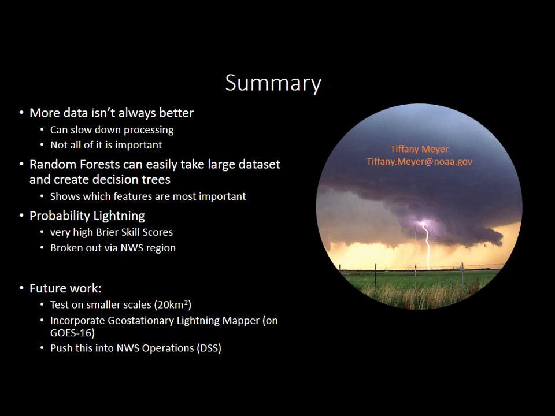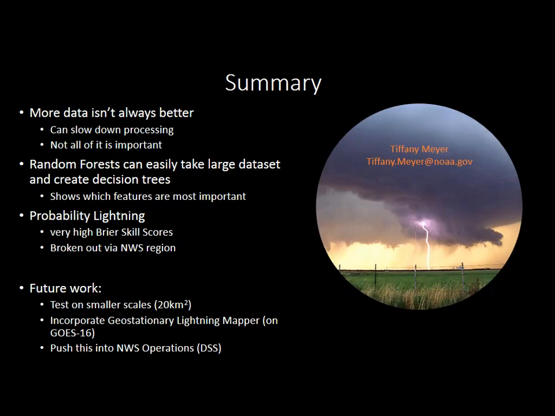So in summary, more data isn't always better. It can slow down processing, and not all of it is important. And random forest can easily take that large data set to create these decision trees, and it tells you which features were the most important to go into creating those. For probability of lightning, we had a very high Brier skill score, 0.792, and we combined everything. We broke it out by region, but that may not be the best.